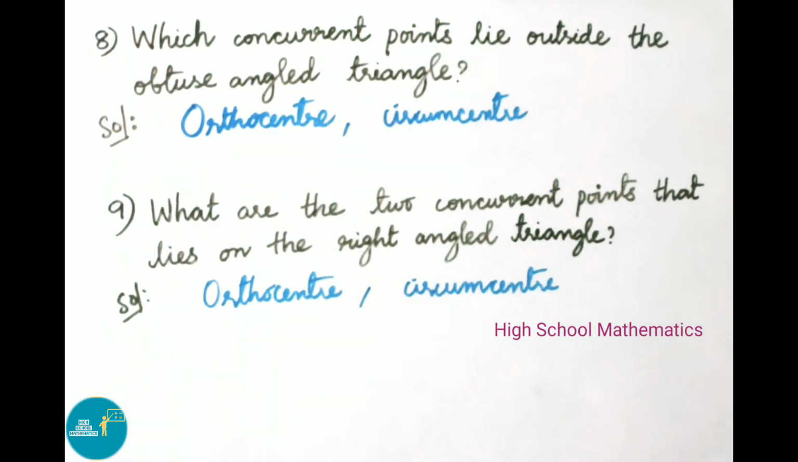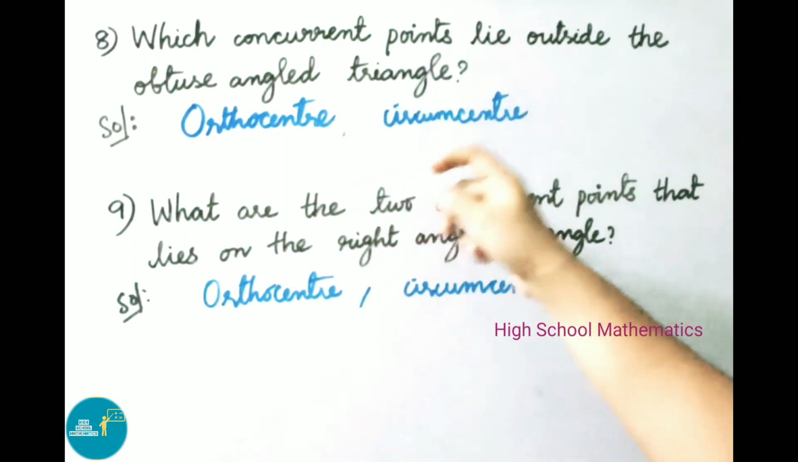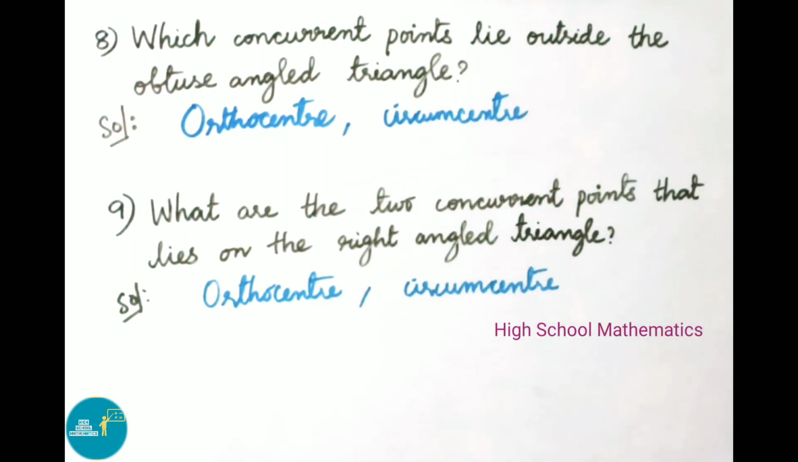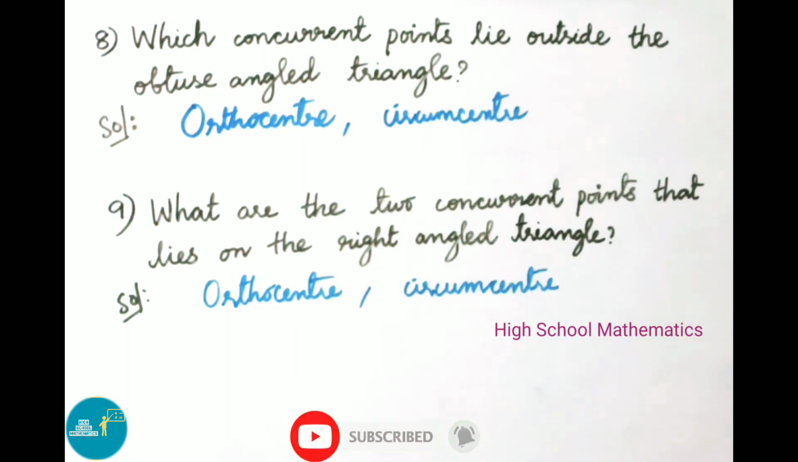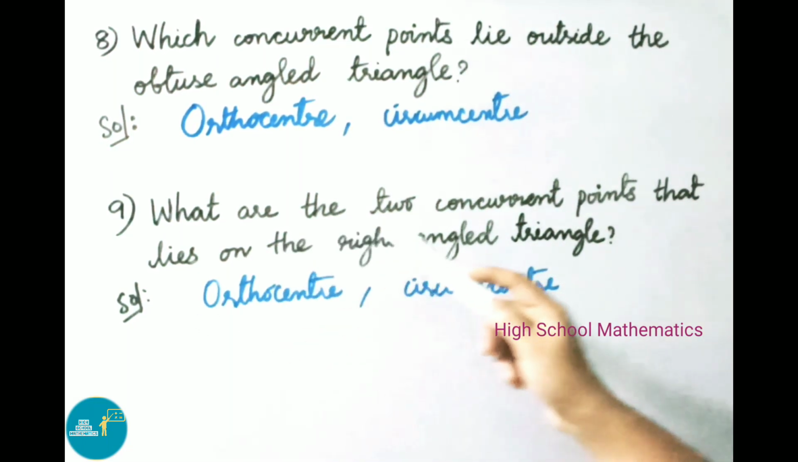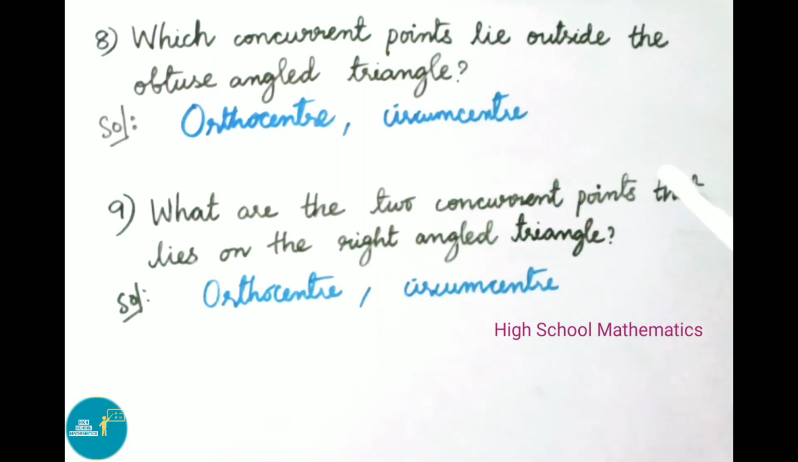See now question number 8. Which concurrent points lie outside the obtuse angle triangle? Answer is orthocenter and circumcenter are the concurrent points that lie outside the obtuse angle triangle. See now question number 9. What are the two concurrent points that lies on the right angle triangle? Orthocenter and circumcenter are the two concurrent points that lies on the right angled triangle.